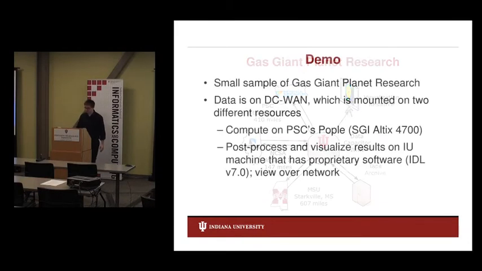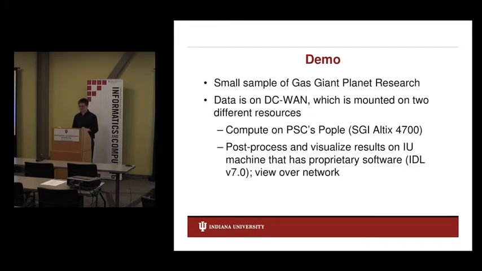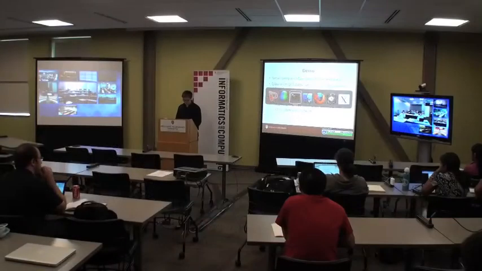So I actually have a small demo of the gas giant planet research that Scott runs. Just to set up this demo a little bit, the data is already on DC WAN, and DC WAN is mounted on Popl, and it's mounted on a machine here at IU in the astronomy department that has some proprietary software called IDL that Scott uses to post-process and visualize the simulation results. So let me go ahead and get this started here.